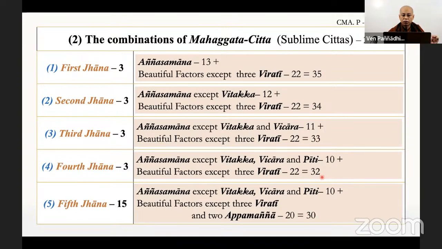In Lokuttara, 4th jhana and 5th jhana come in the same number, but the feeling is different. But in the sublime consciousness, Mahagata consciousness, even the number is different because Appamanya becomes an exception.